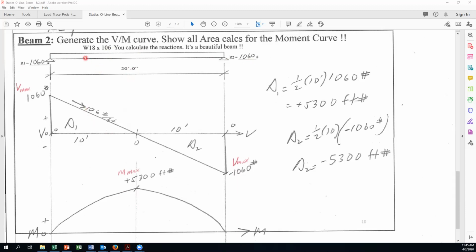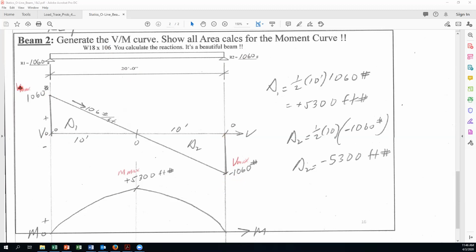Because it is a linear load, the shear curve now has a sloped straight line downwards because for every foot, I'm dropping 106 pounds. So what you can do is say 0 plus the reaction, and then minus parentheses 20 feet times 106 pounds per foot, end parentheses, will give you this negative 1,060. And lo and behold, you've got to add R2, which is positive 1,060 pounds. Whoop, brings you up to 0. There's your check.